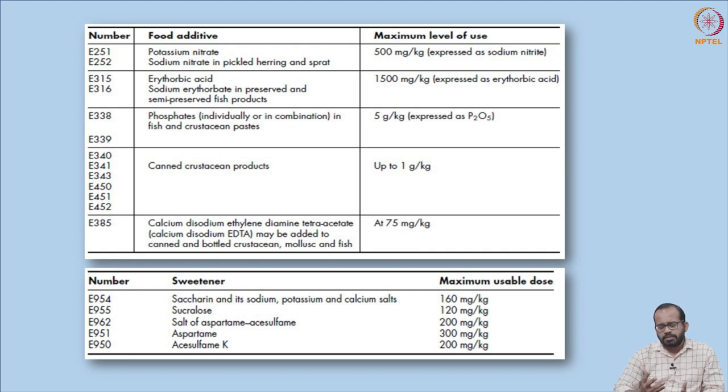So EDTA can be used, and there is also saccharin used as a general sweetener, which is coded as E954. So these are the different kinds of approved chemical additives which can be added in the canned products.